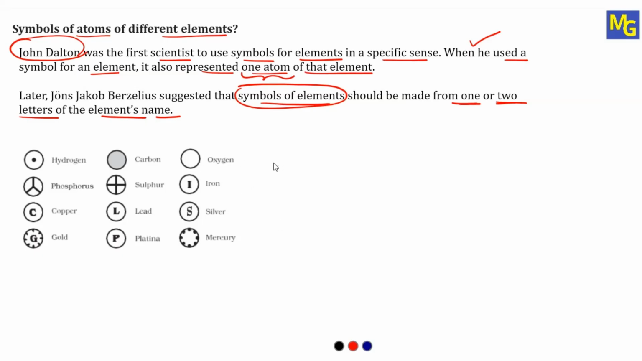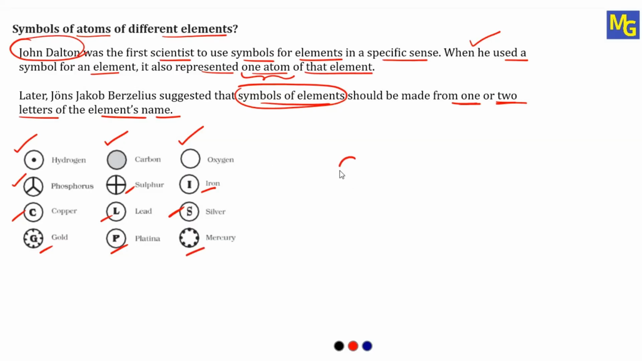Now see here, this is the table which I have taken from the NCERT book. For hydrogen, this was the symbol. For the hydrogen element as well as the hydrogen atom, this was the symbol. Carbon is just a circle with a grey color. For oxygen, it is just a circle. Phosphorus, you can see the symbol. Sulfur, this is the symbol. Iron, then this is copper, lead, silver, gold, platinum, and this is mercury.